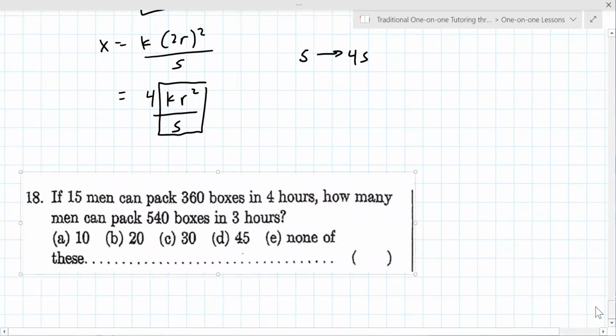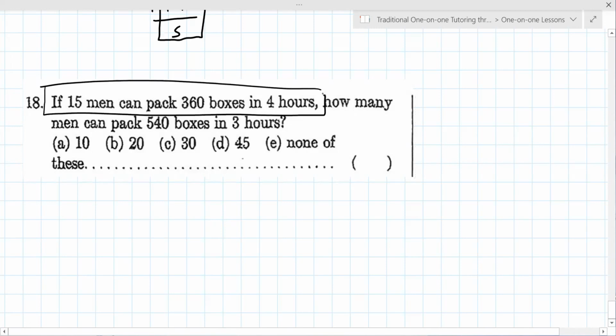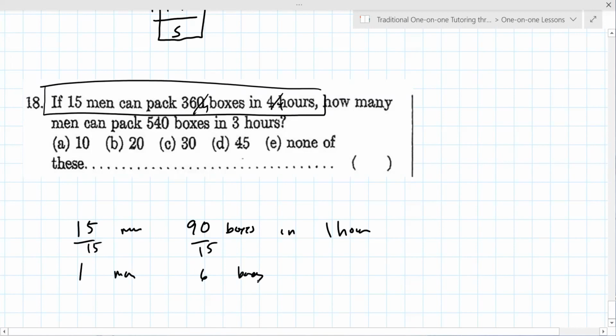If 15 men can pack 360 boxes in 4 hours, how many men can pack 540 boxes in 3 hours? So first we've got to unpack this. The 15 men are doing 360 boxes in 4 hours. They're doing 90 boxes in 1 hour, since I just divided both of those by 4. That means one man, if you divide by 15, is doing 6 boxes in an hour.